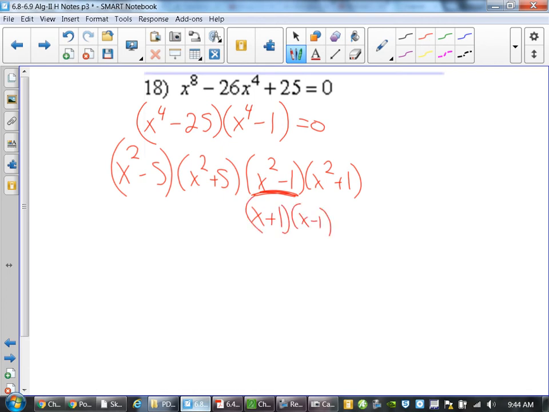The rest of it I can't factor any further, but let's say I asked you to find all the zeros. I'd have a total of 8 possible zeros, so I'd have plus minus root 5, plus minus i root 5, plus minus 1, and plus minus i. Well, there's a whole lot of imaginary roots there. 6 of them.